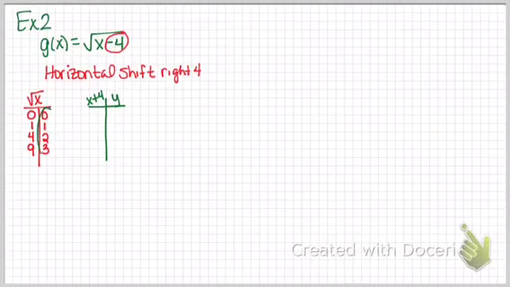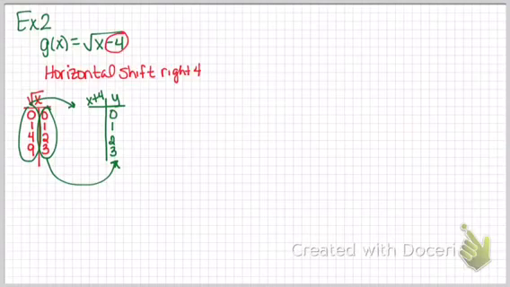So first thing I'm going to do is take the y from my parent table, and I'm just totally going to recopy it here. It doesn't change, there's nothing to give it a transformation. But then I'm going to take all these x's right here, and I'm going to bring them over, but I'm also going to add 4 to them. So the first one was a 0, add 4, which gives us 4. Then it was a 1, add 4, that gives us 5. Then it was a 4, add 4, that gives us 8. And a 9 plus 4, that gives us 13.